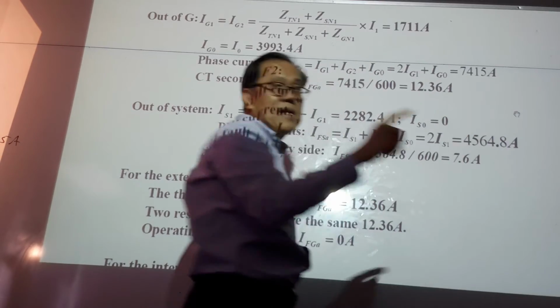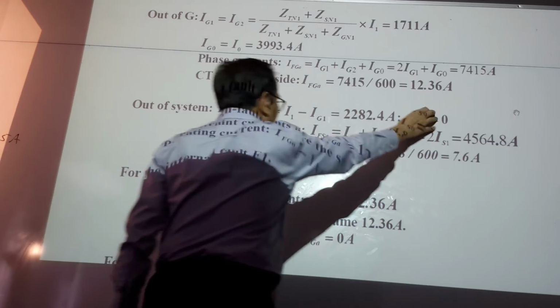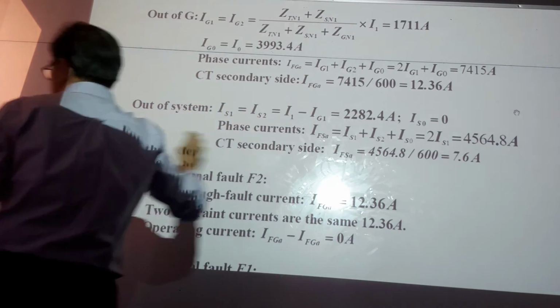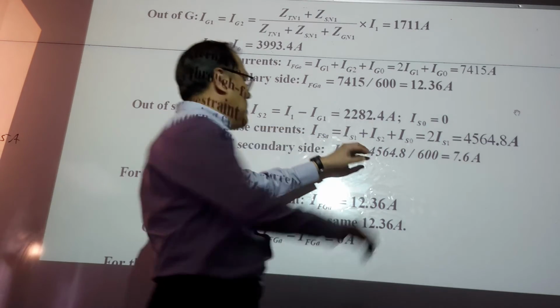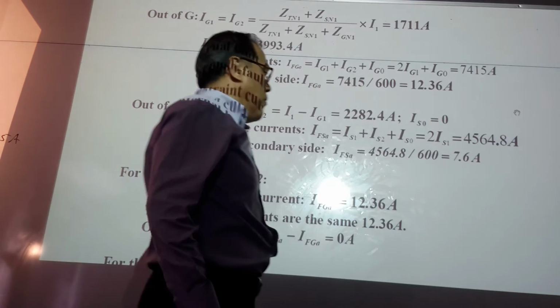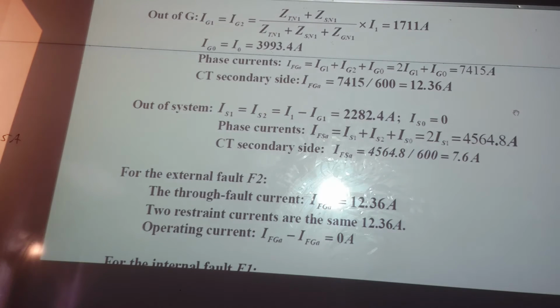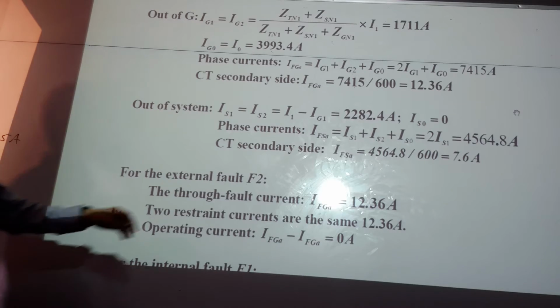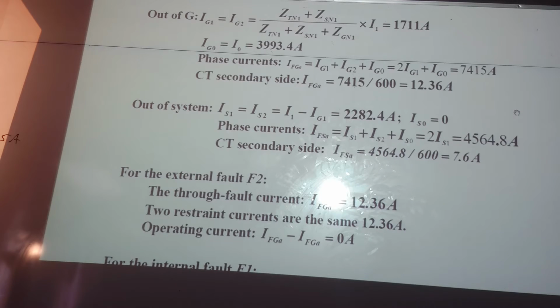The zero sequence is nothing because you saw it is broken, right? So this side is broken, so it's 0. Yeah. And this is also the phase current, phase A current coming from this side. So you must use the 1 on 1, but this one is 0, so it's 2 times 4564. Yeah. And then dividing by 600 will give the current. Just now we computed the secondary side, which is 12.36. Now the secondary side current coming from here is supplied from here, and it's 7.6 amps. Yeah, divide by 600.